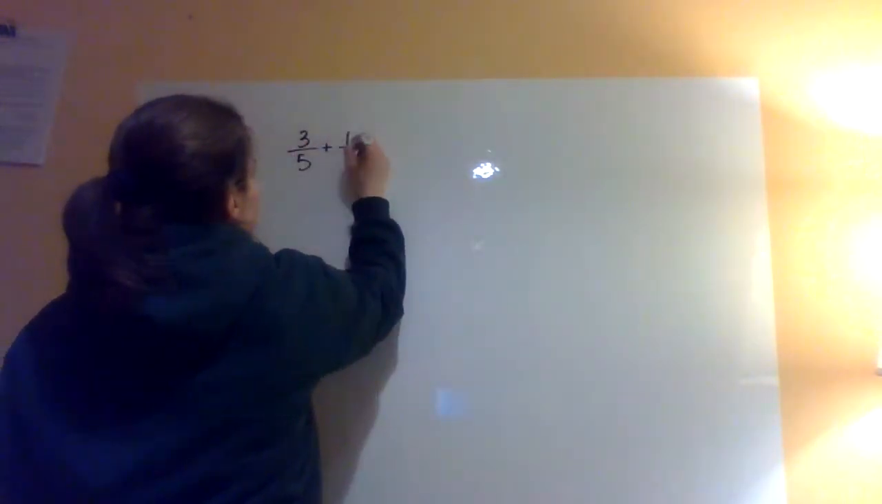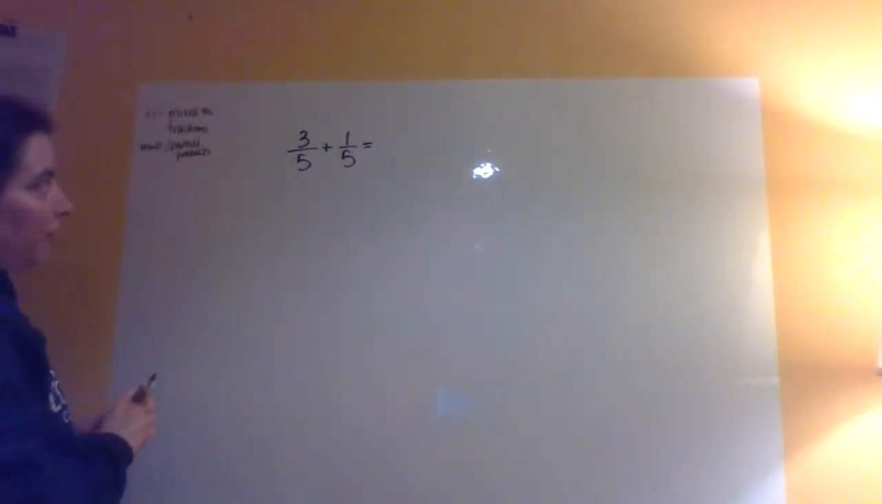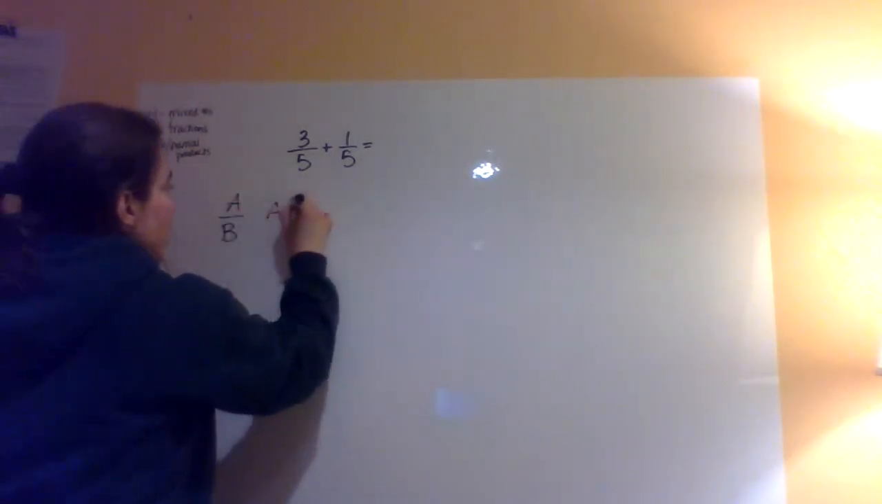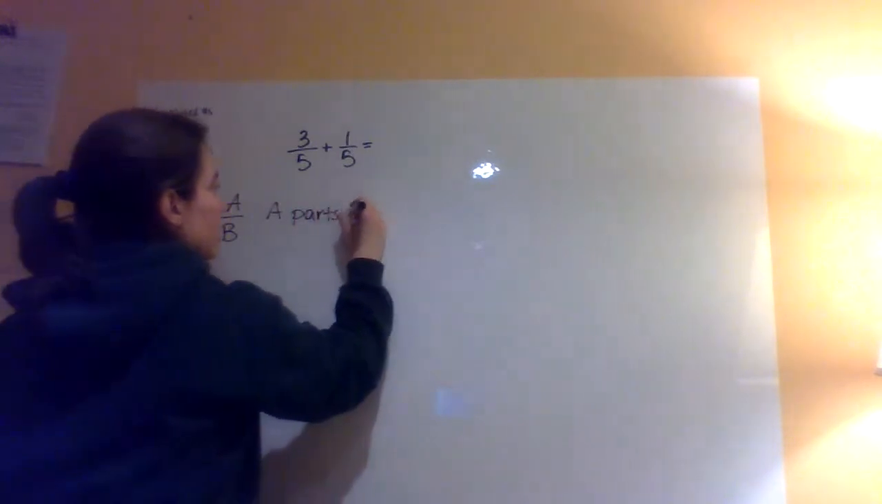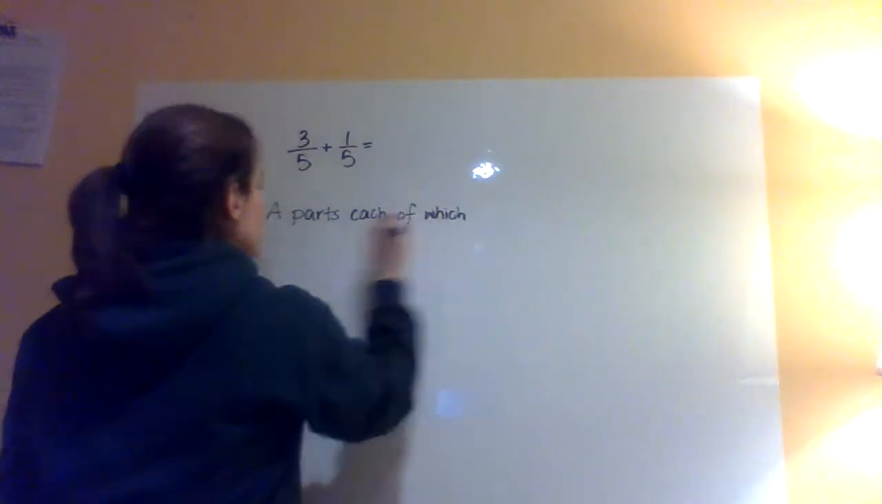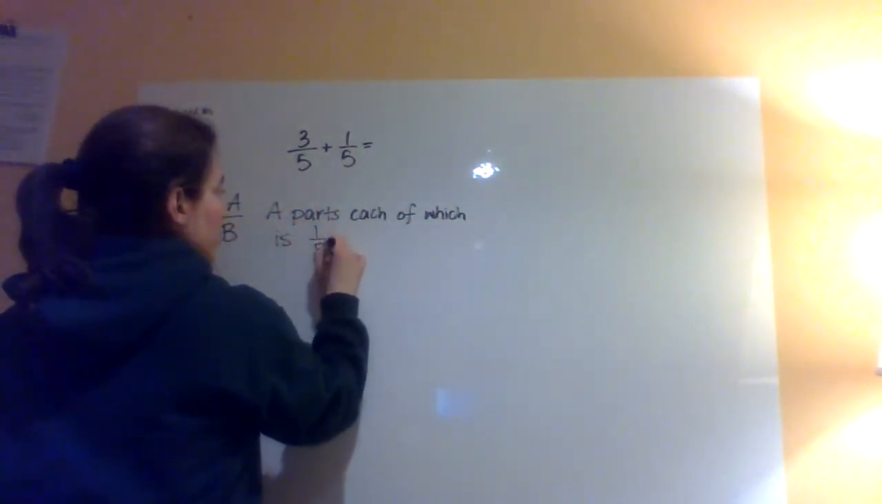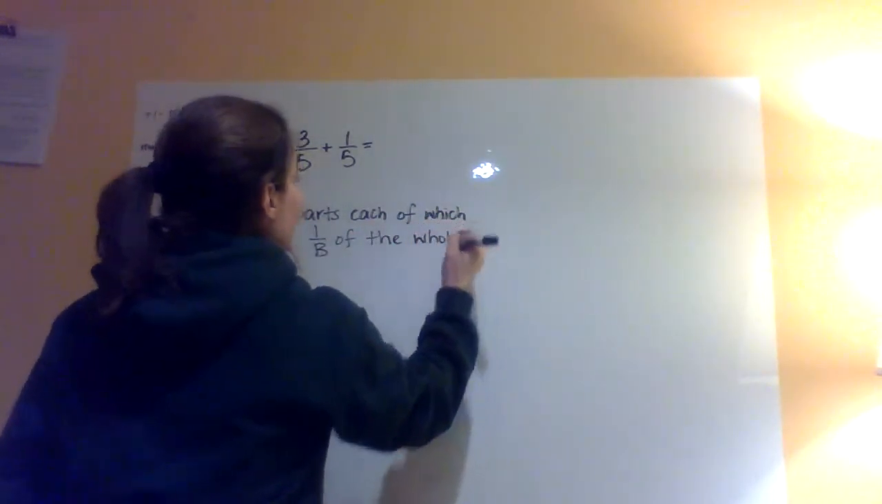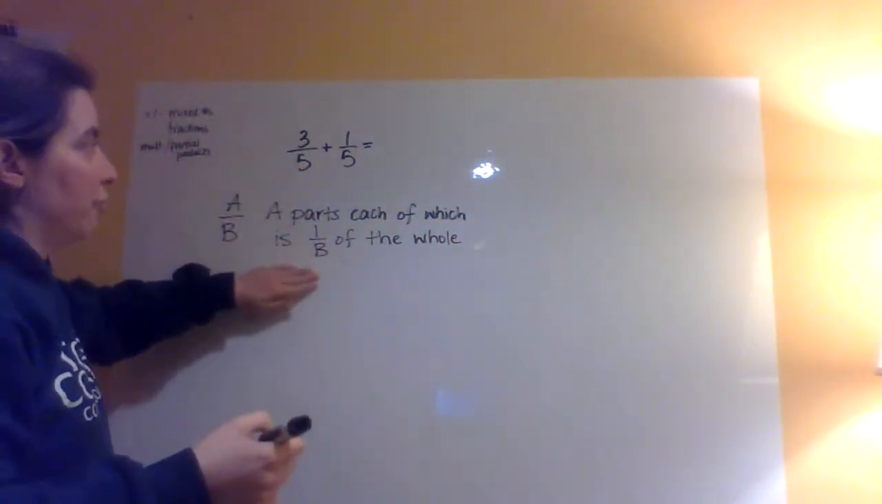And so when we're adding and subtracting fractions that have the same denominator, remember our definition of fractions. If we have A over B, that's A parts, each of which is 1 over B of the whole. So if it were 3/5, we have 3 parts, each of those is 1/5 of the whole.